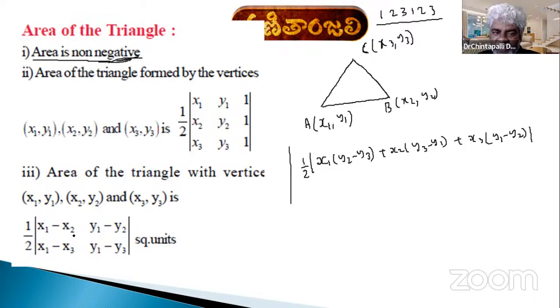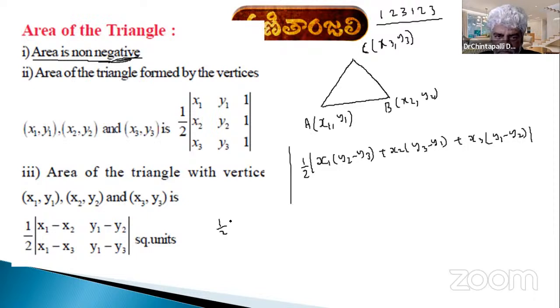The simplest form is this: 1/2 into mod of x1 minus x2, y1 minus y2, x1 minus x3, y1 minus y3. Of course, you may change this formula. In this formula, x is taken as base. Can you write another formula in this way?